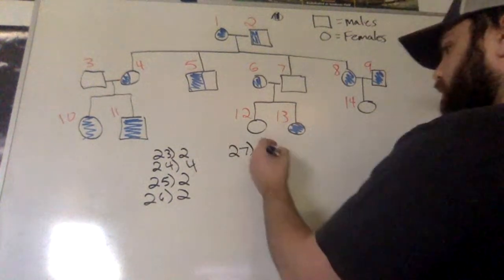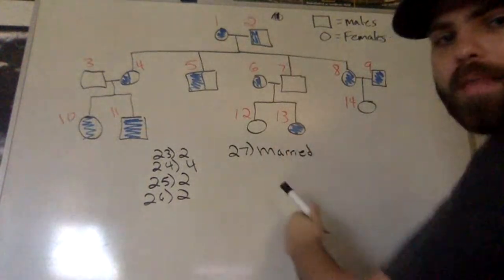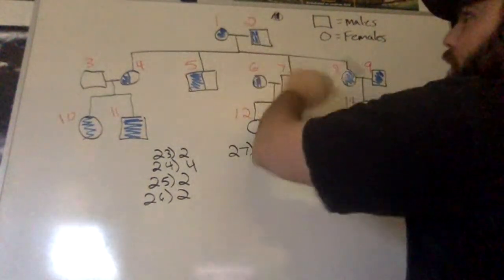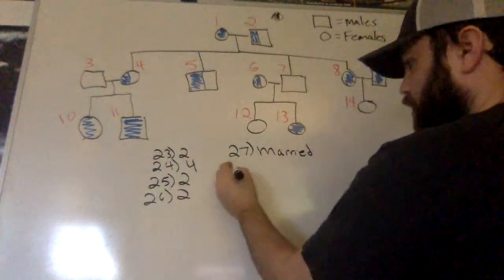Who's out there? All right, they're married because they have the line going together. We got a female and a male married, okay? So now let's look at number 28.